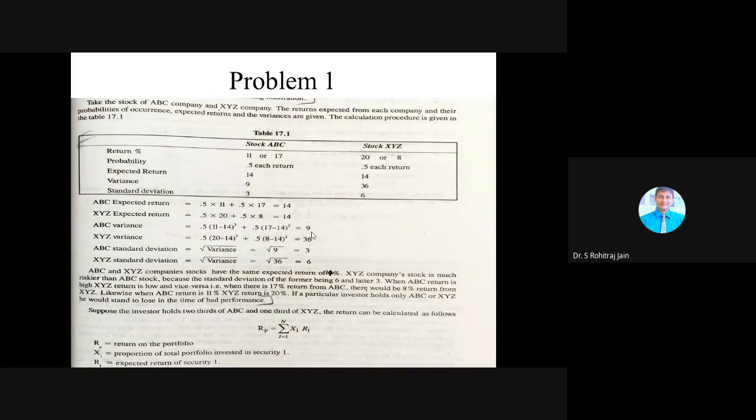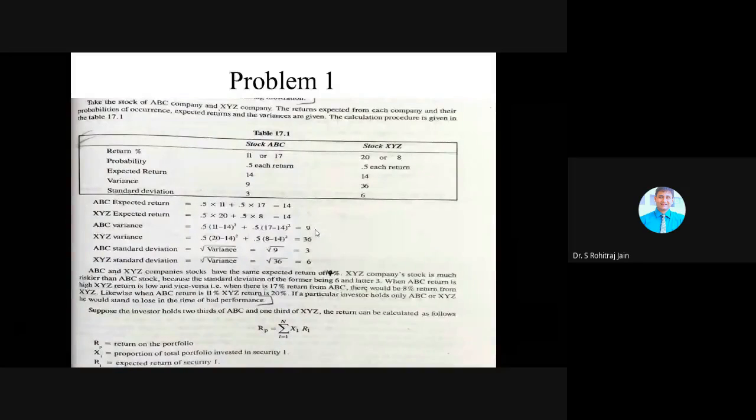Can anyone calculate? I want everybody to calculate. Use your calculator. Are you getting 9? Yes, sir, same answer. Okay, the more you solve, the more your hands will be on the calculator. In the examination, it will be easy for you. So you should use your calculator.